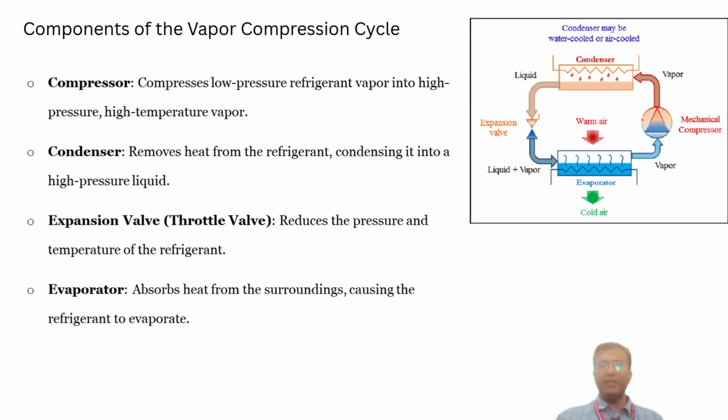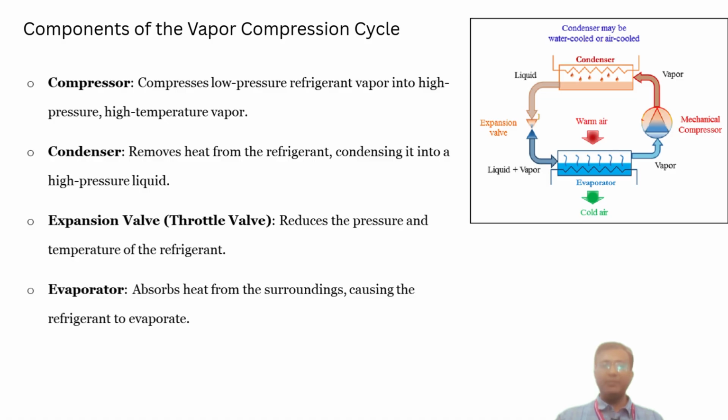Finally, the evaporator. This is where the magic happens. The cold refrigerant absorbs heat from the surroundings, like the inside of your freezer, causing it to evaporate back into a low pressure vapor. That heat absorption is what keeps your food frozen. These components work in harmony with the refrigerant cycling through the phase change to move heat efficiently.